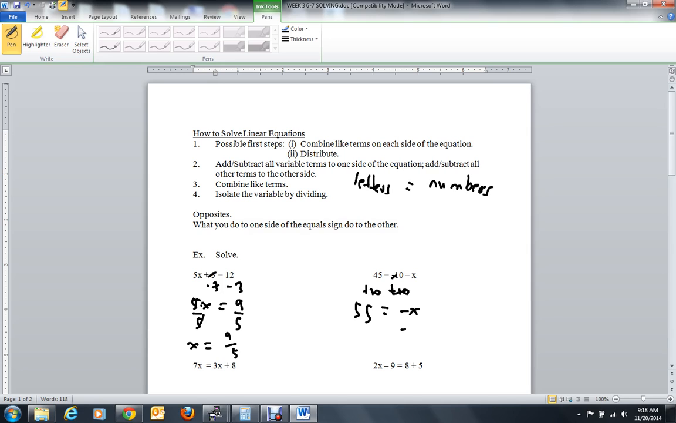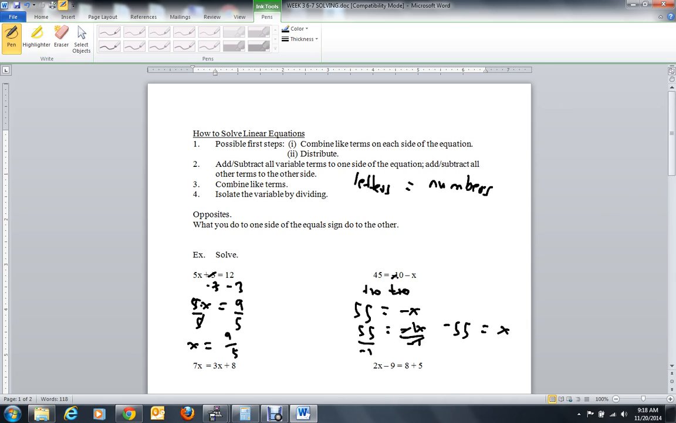Now this negative x is actually the same thing as negative 1x. So you may want to write that in, so you'll know to get rid of the negative 1, and that is negative 1 times x. It's not plus or minus, it's negative 1 times x. We're going to divide by the negative 1 because that's the number in front of the x. And we get x equals, and 55 divided by negative 1 is negative 55.